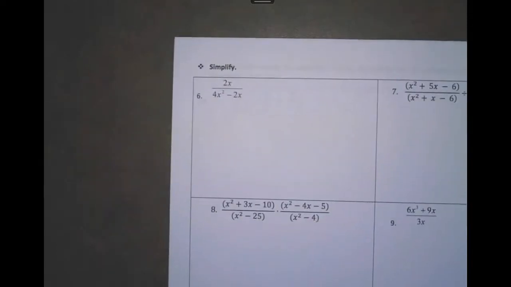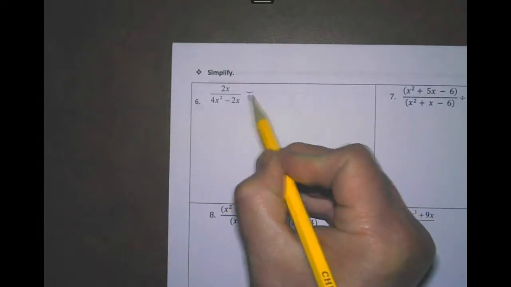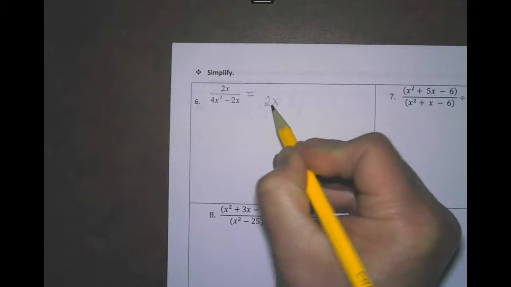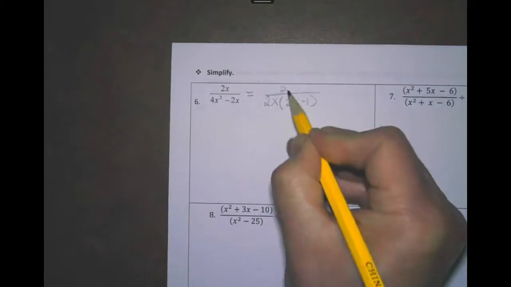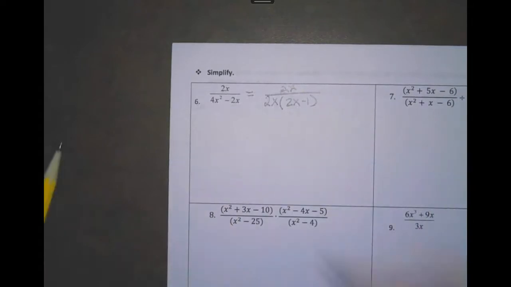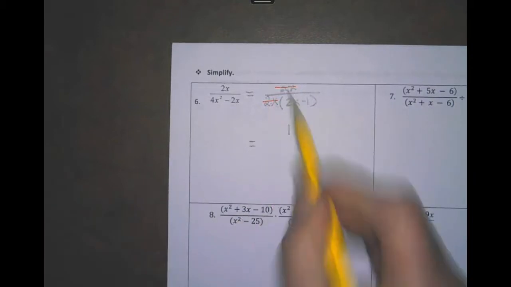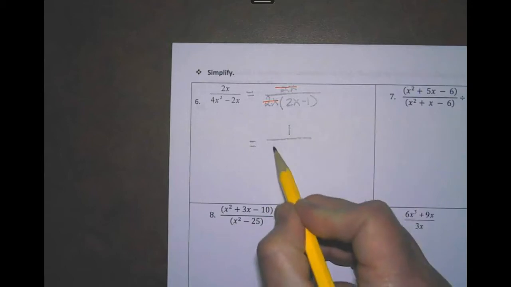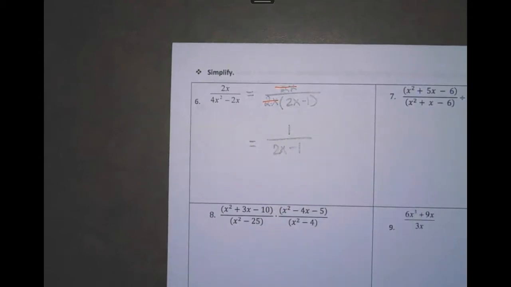In order to simplify, I need to factor first. A 2x will factor out of the denominator, and then the 2x's will cancel, and so in the numerator 2x divides into 2x one time, and 2x minus 1 will be in the denominator.